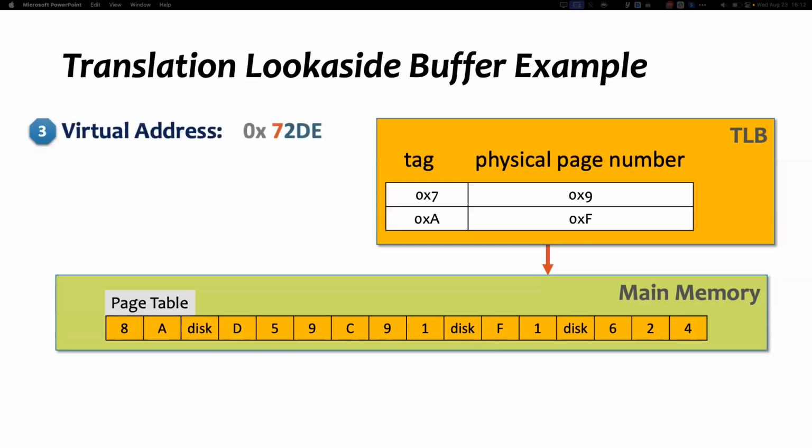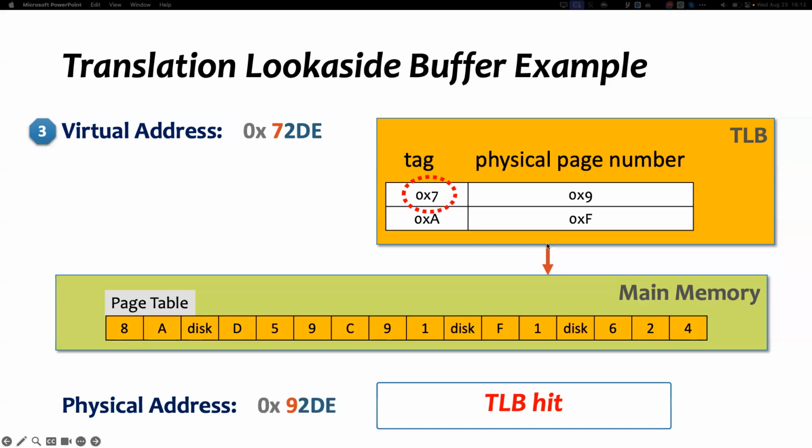And then another virtual address, the address has a virtual page number of 7, right? And I'll look into the TLB, and a tag of 7 is over there. So the translation can be done right away through the TLB without needing to go to the memory, right? So I'll just grab the 9 from the TLB. That is the physical page number. Do the concatenation. This is a TLB hit, right? So this is a very fast operation. We don't need to go to the main memory, right? The translation is available in the buffer.